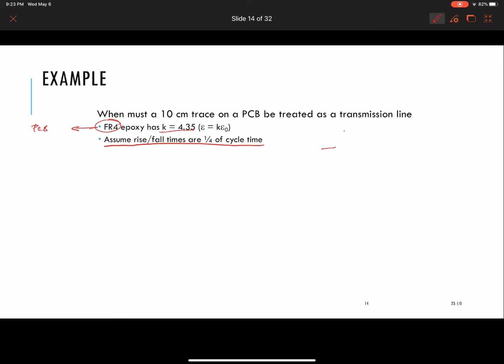Which basically means something like this. So you get 25% of the time for rise, 25% for fall. You stay high or low at 25%, and then comes the next cycle. That's just an assumption people use for square waves. So the question is, at what speed do we need to treat it as a transmission line?